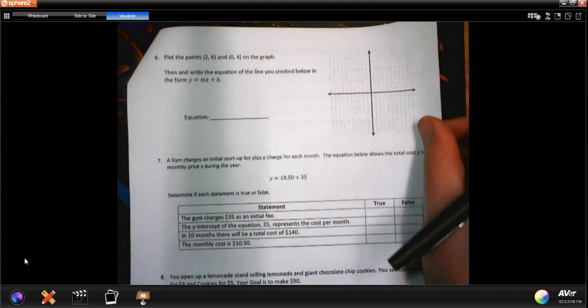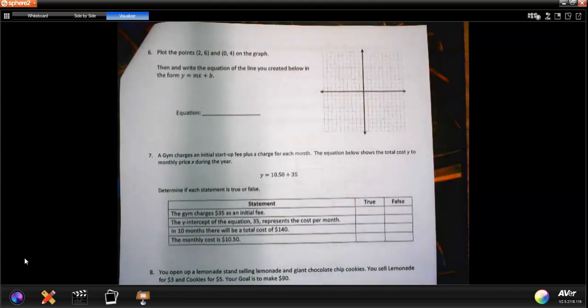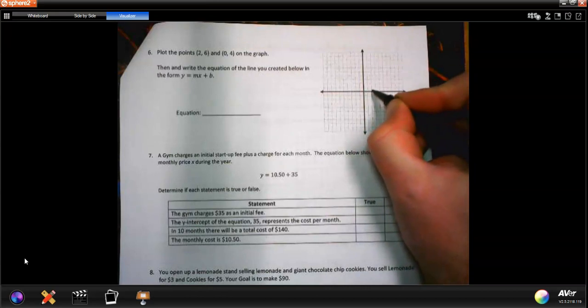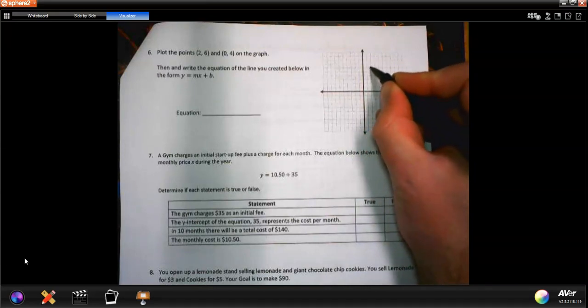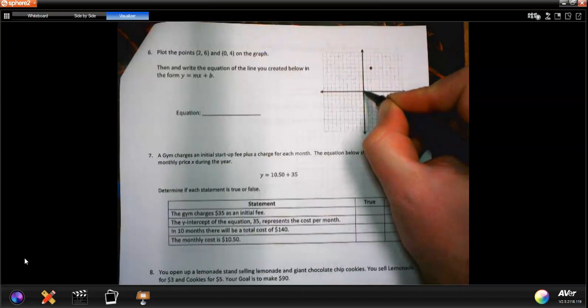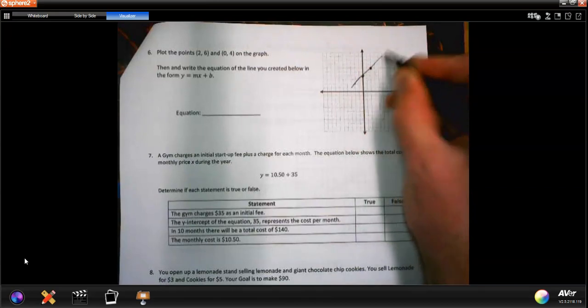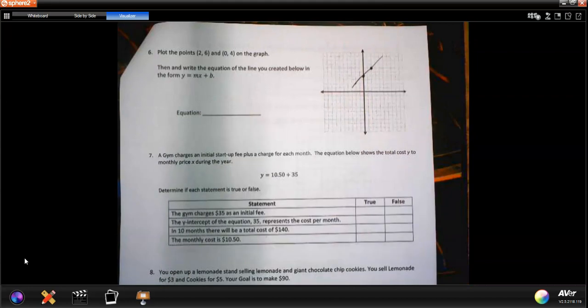All right, number 6. Plot the points: 2, 6 and 0, 4. Well, that's easy. 2, 6: 1, 2, then 1, 2, 3, 4, 5, 6. 0, 4: 0, then 1, 2, 3, 4. Cool. Check. Write the equation of that line I just created.